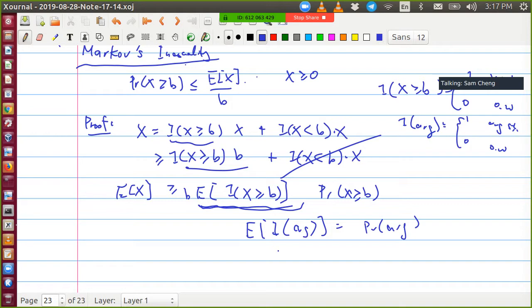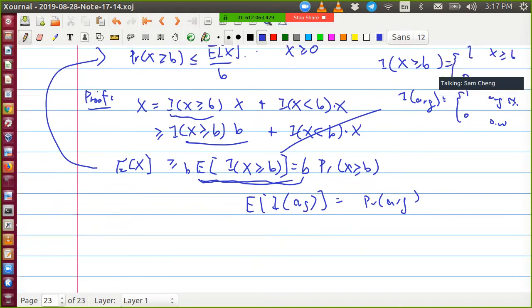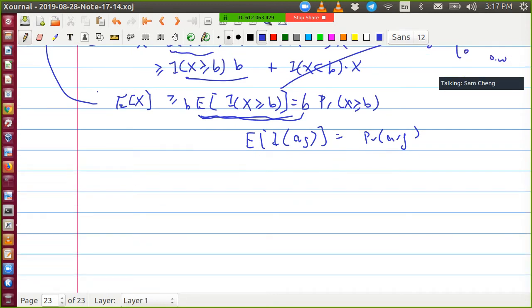So then we have this. Therefore, this is just equal to b times the probability of x, so it's basically this one here. So that's the Markov inequality. And this is just the first step. Then let's introduce another intermediate step known as the Chebyshev inequality.